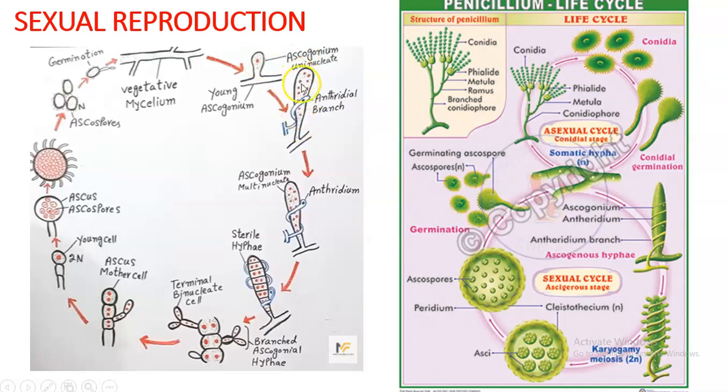Around 32 to 64 nuclei can be there in one particular ascogonium, and all will be haploid. Why? Because each cell had haploid nuclei in the vegetative mycelium.